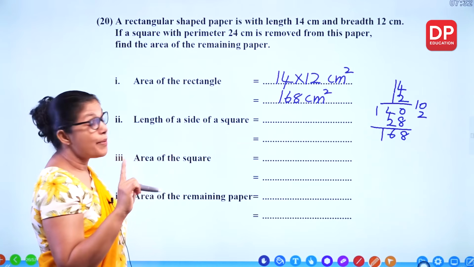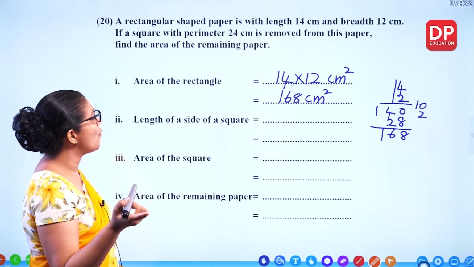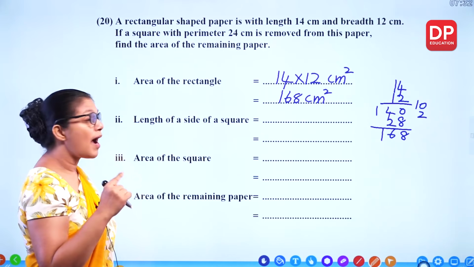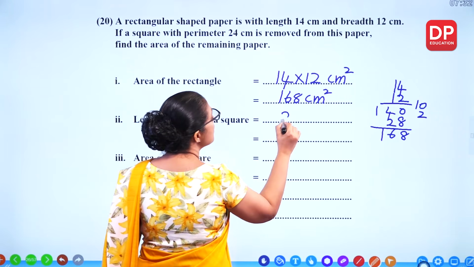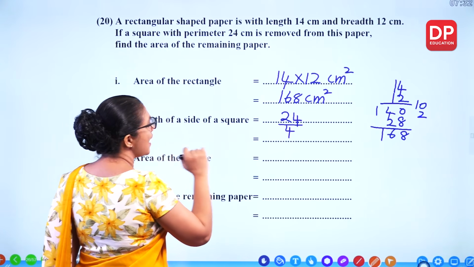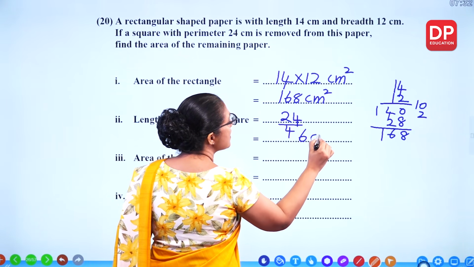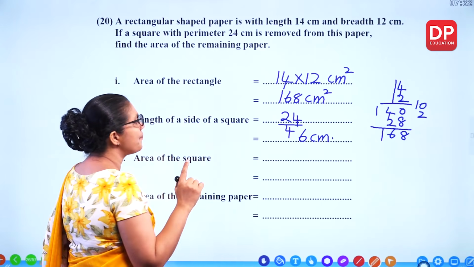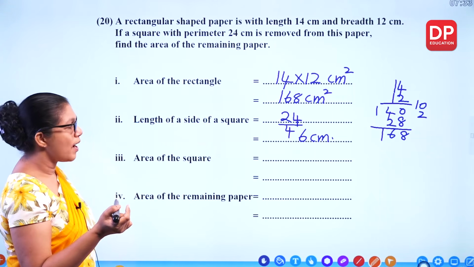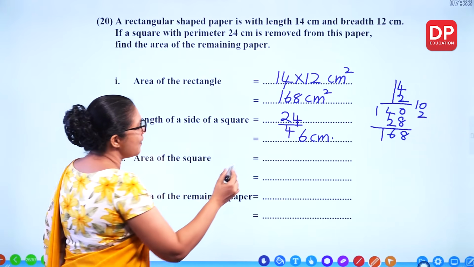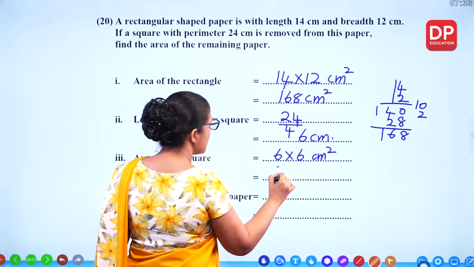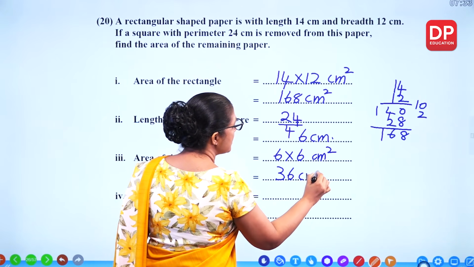Now, the perimeter of the square is 24. So how can you find out length of one side? So you have to divide this by 4. So 24 divided by 4, you get length of one side. So that means 6 centimeters is the length of one side. So what's the area of the square then? Length into length. You get 36 square centimeters.